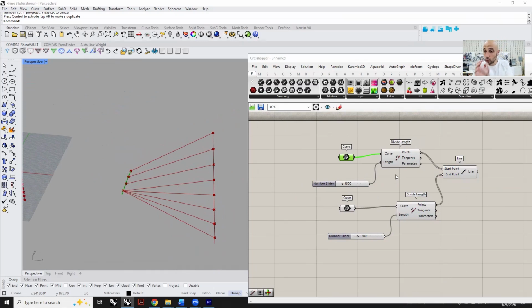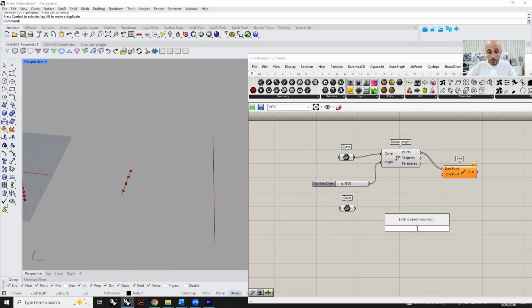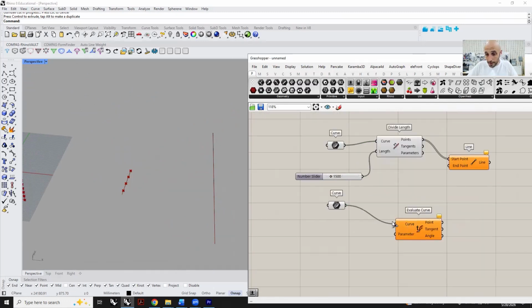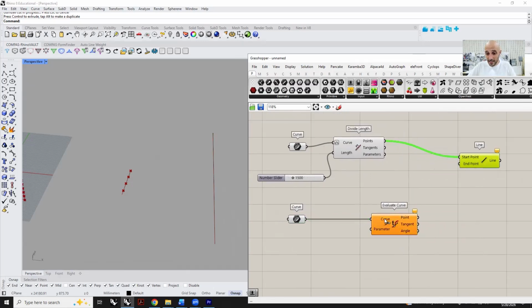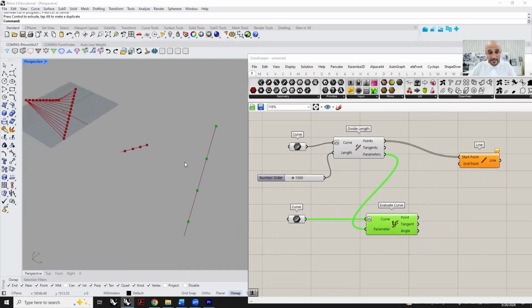So what I need to do then, instead of dividing this with the same length, I can evaluate this curve with the parameters that I am receiving from here. So in this case, what I'm receiving as parameters is this, like 0, 1500, and so on and so forth. If I get this and right click, reparameterize this, I start to see my parameters have changed. So if I right click this, reparameterize, and connect these parameters, I'll get the same proportions.